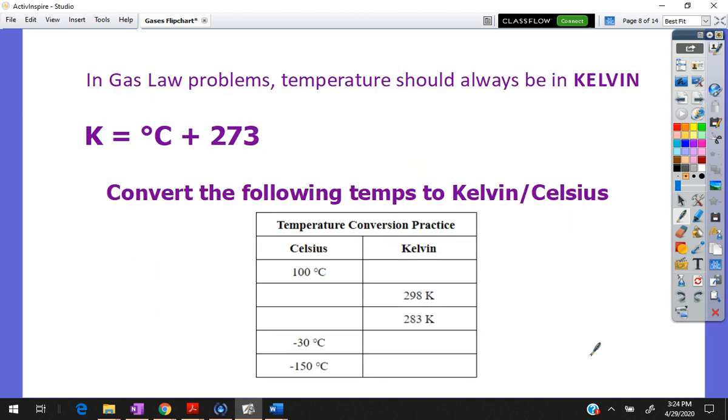The last portion of this lesson today, we're going to spend looking at the different units and how to convert them. In gas law problems, temperature should always be in Kelvin. Remember that Kelvin is a scale that allows us to measure the average kinetic energy of our gas, and it's directly proportional to that. We can't use the Celsius scale. In order to convert from Celsius to Kelvin, you just need to add 273.